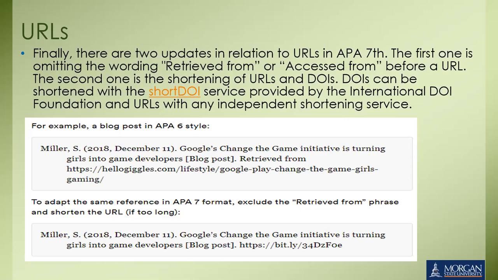So for example, for a blog post in APA 6th edition style, this is what the URL will look like. But then to adapt the same reference to APA 7th edition format, we're getting rid of "retrieved from," and we're actually shortening the URL if it is too long. Once again, you can go to the short DOI service and it will do that for you.